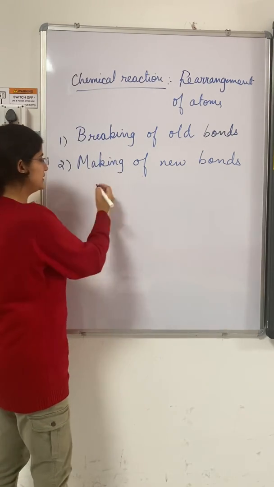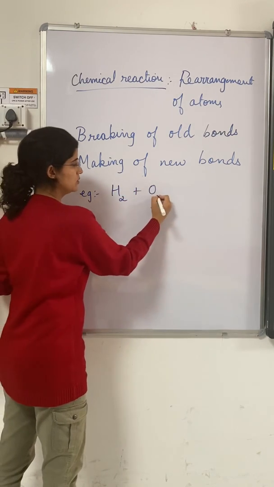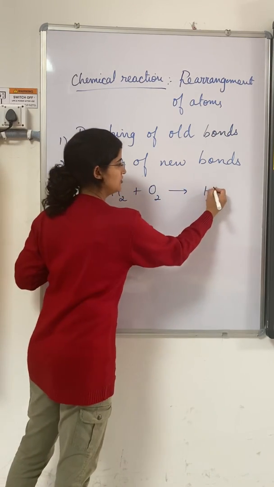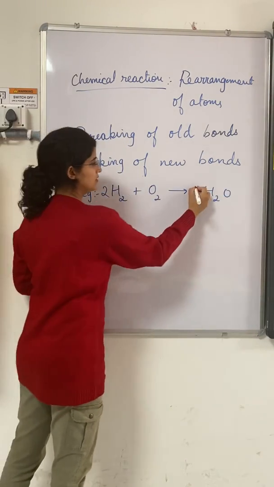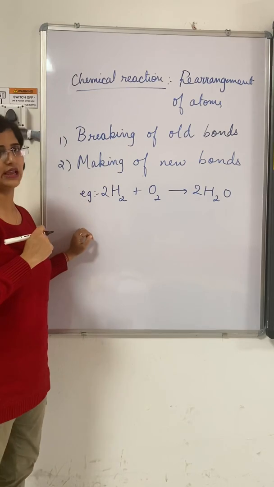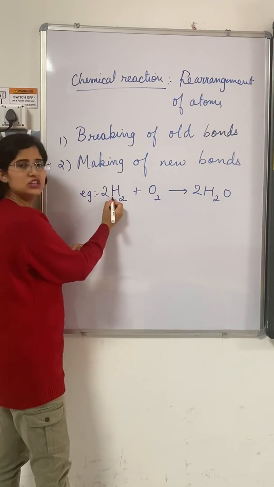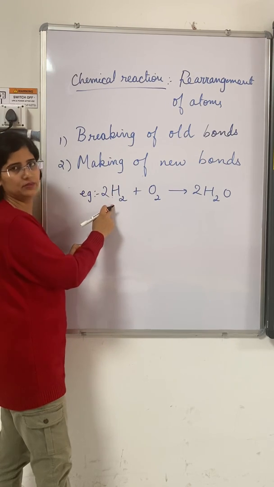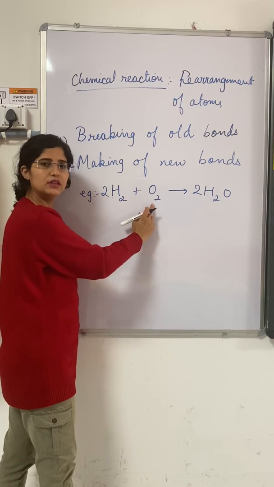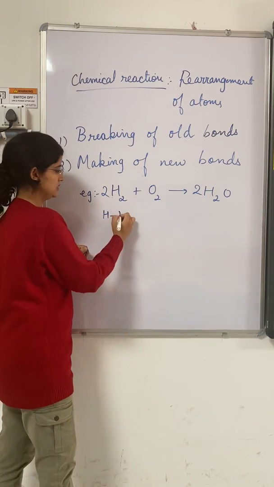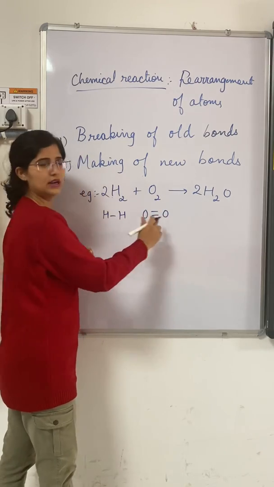Okay, so see, we'll take a simple example. H2 plus O2, they form H2O. If you see this reaction, as you know, you need to balance each and every reaction as soon as you write it. As you see, hydrogen initially was bonded with another hydrogen atom. Oxygen initially was bonded with another oxygen atom.